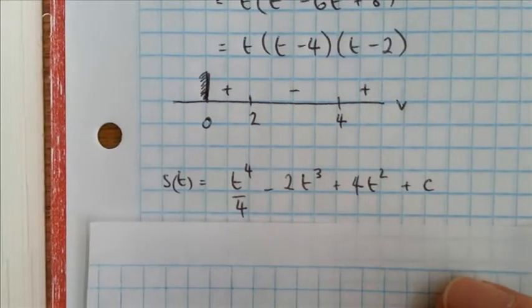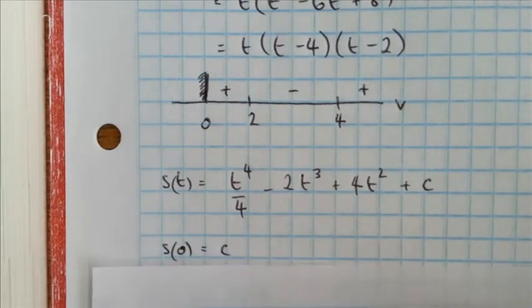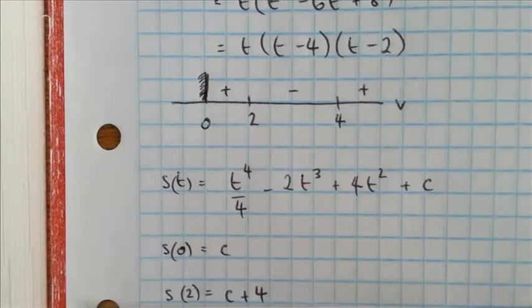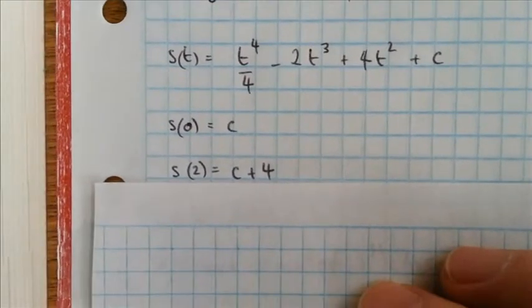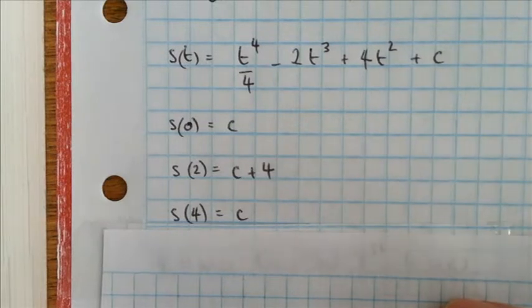And now we can work out the displacement at t equals 0, t equals 2 and t equals 4, which I've calculated already. So when t equals 0 we get c, when t equals 2 we get 4, and we get c again at s4.